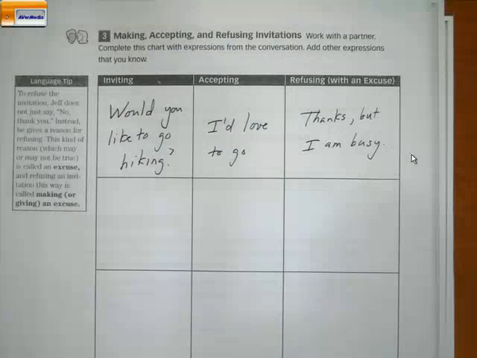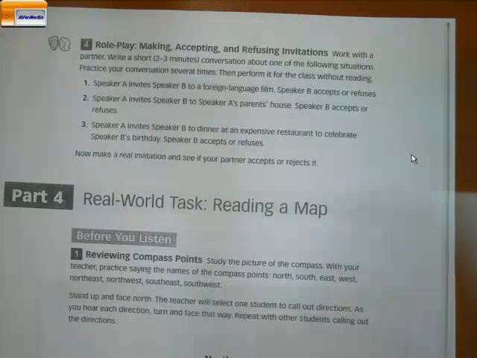Notice here on the next page, making, accepting, and refusing invitation. Would you like to go hiking? I'd love to go. Or refusing, thanks, but I'm busy. Okay, so refusing, so do review that in your unit.